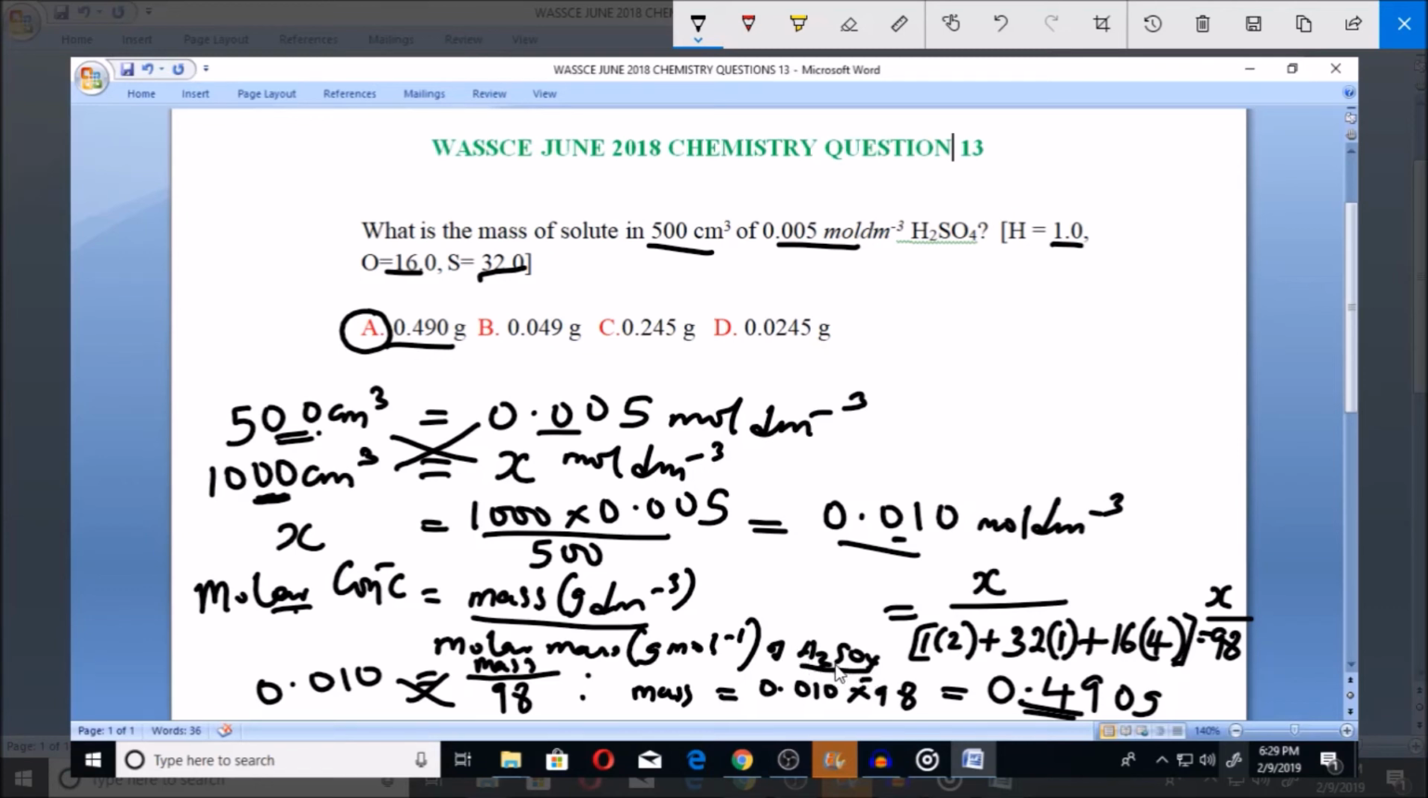You have H2 and H is 1 here. Since it's H2, we have 1 times 2 plus S is 32, which is given here. Since it's only 1, we have 32 times 1 plus O. O from here is 16, and since it's 4 here, we have 16 times 4. If you add everything up, you have 98. So the molar concentration is equal to mass over 98. Making mass the subject of the formula, we have 0.010 times 98, which will give us 0.49. So that is how you go about this.